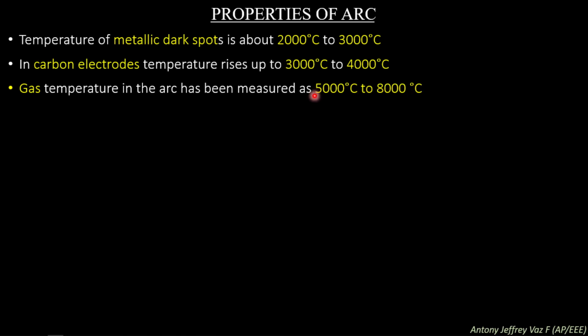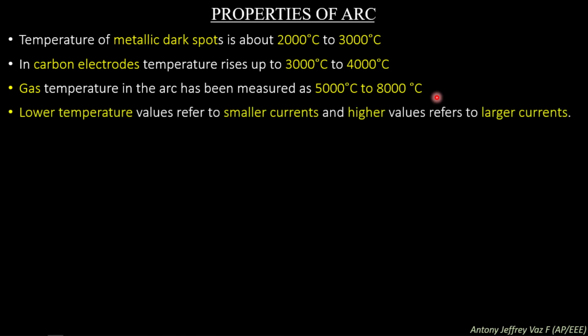This is the medium temperature in which the arc is passed. So this temperature can be measured from about 5000 degrees centigrade to 8000 degrees centigrade. Lower temperature values refer to smaller currents and higher temperature values refer to larger current. If the temperature is low, then a small amount of current is maintaining the arc. If the temperature value is high, then it refers to a larger amount of current the circuit breaker is interrupting.